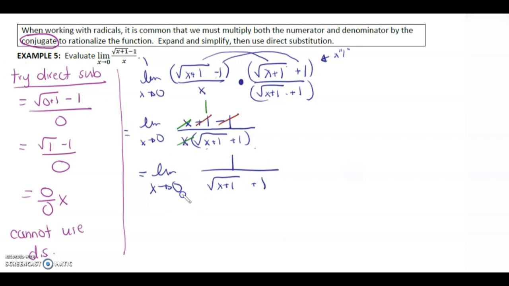Now let's go ahead and try to sub in the 0. Since we're subbing in the 0, we no longer have to write the limit. So we have 1 over root 0 plus 1 plus 1. This is just 1. I get 1 over 2.